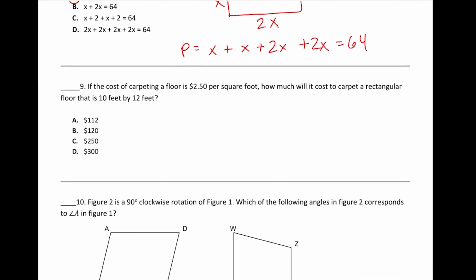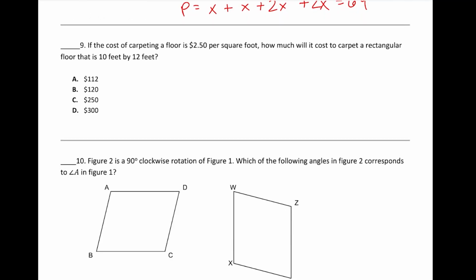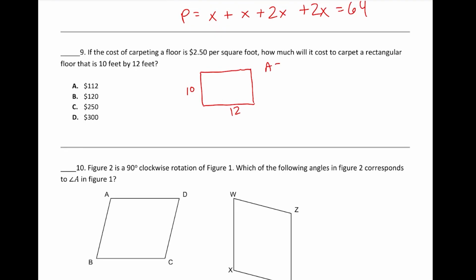Number 9 says if the cost of carpeting a floor is $2.50 per square foot, how much will it cost to carpet a rectangular floor that is 10 feet by 12 feet? So let's first find the area of that carpet. It's 10 feet by 12 feet. If I multiply 10 by 12, I'm going to get my area, which is 120 square feet.